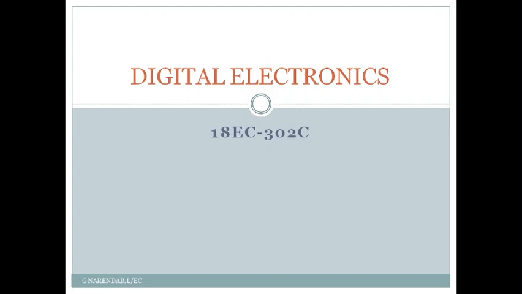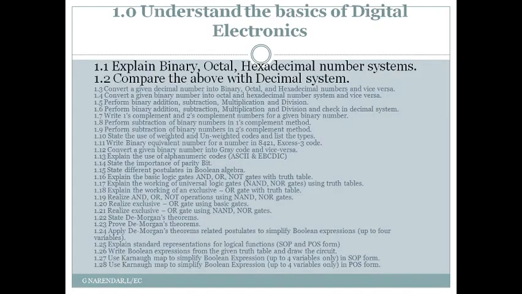So, in the first unit, we will be starting with the very basics of the digital electronics, and in the first place, we are going to learn about the number systems. What is the purpose of number system? So, number system is required to quantify anything or to measure anything in terms of numbers.